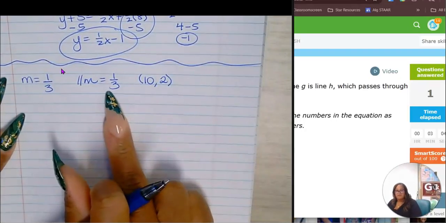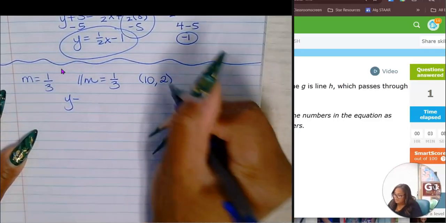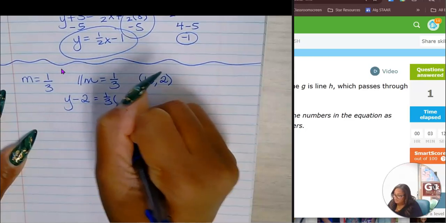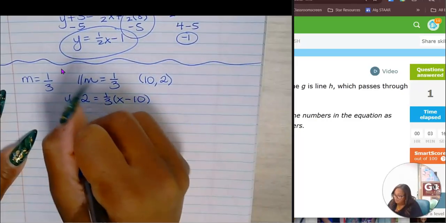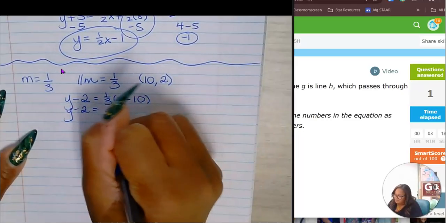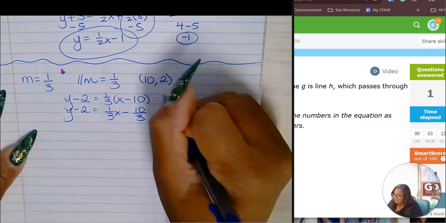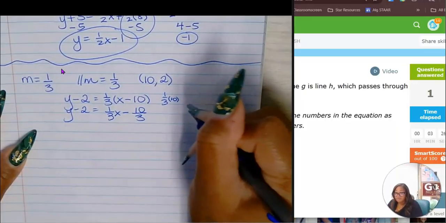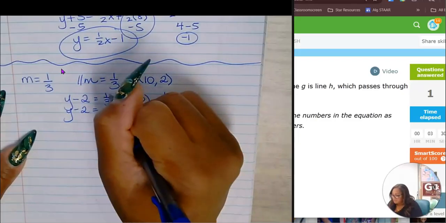So now I've got my parallel slope and my point. So now it's y minus my y value, which is 2, equals 1/3 times x minus my x value, which is 10. Y minus 2 equals 1/3 x minus 10 thirds, because I do 1/3 times 10. If you need to write this step over there, please do so. This goes directly into Desmos if you need to.